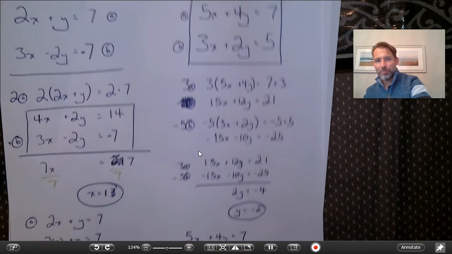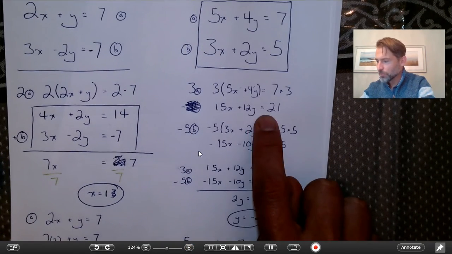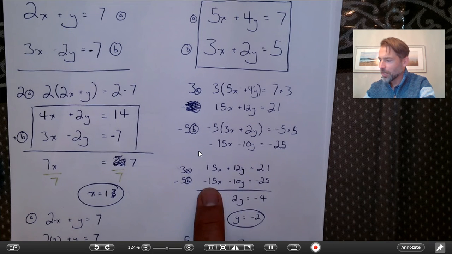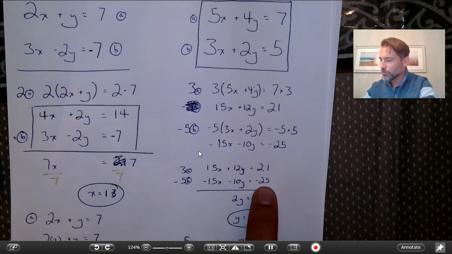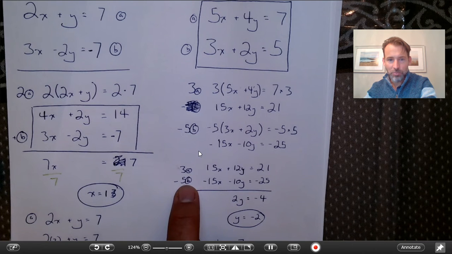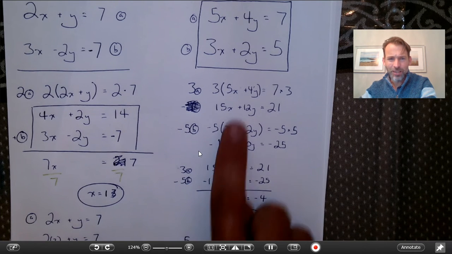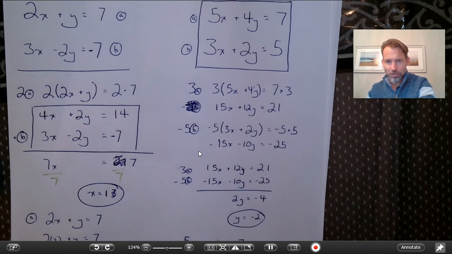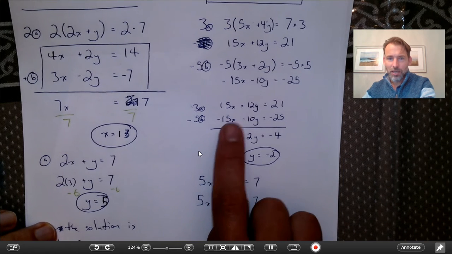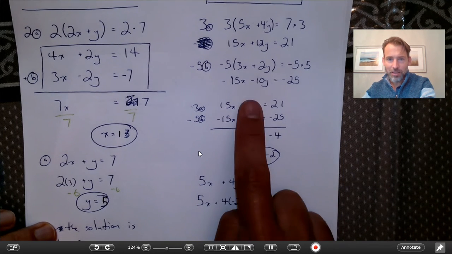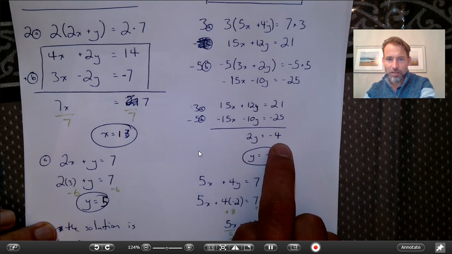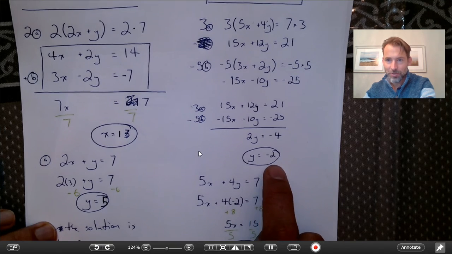Okay, so anyway, I have these two lines, 15x plus 12y equals 21 and -15x minus 10y equals -25. I created those by multiplying my equations in that way. I did the work up here and then I write them as an addition. So that eliminates my x's, gives me 2y equals -4. So y is equal to -2.